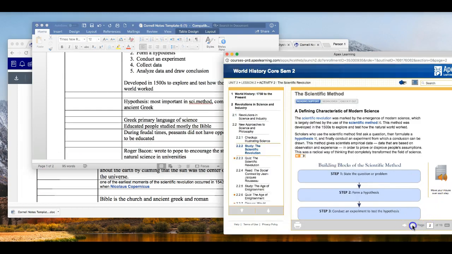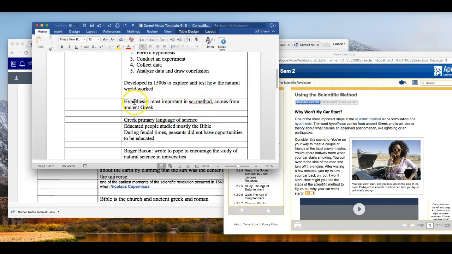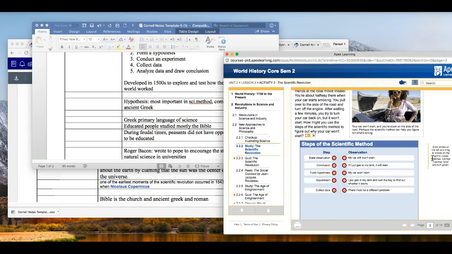So moving on to the third page, at the very top of this one, it really is all about the hypothesis portion of the scientific method. So what I did is to write the term hypothesis and write it's the most important in the scientific method, and then I put a comma there, comes from ancient Greek. And that is pretty much a summary or the big ideas out of this first paragraph here. The second part is just giving us a scenario, so we don't need to write anything there.